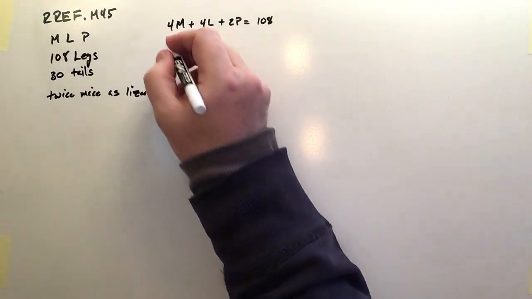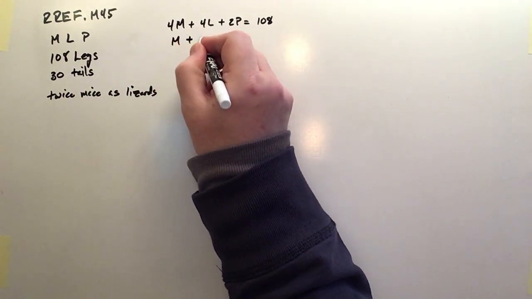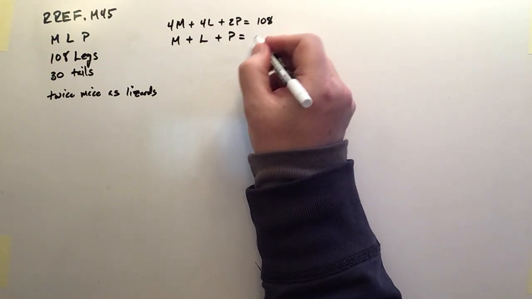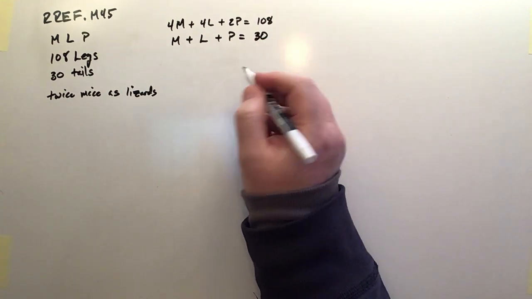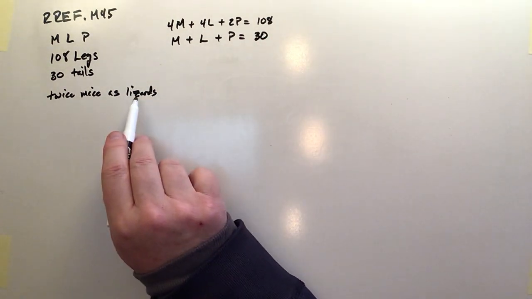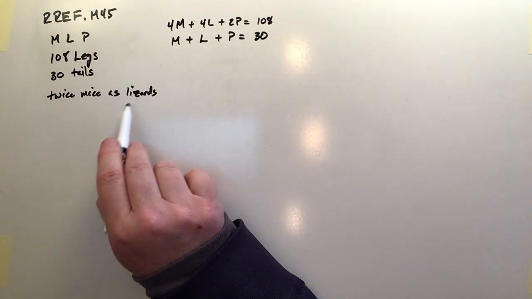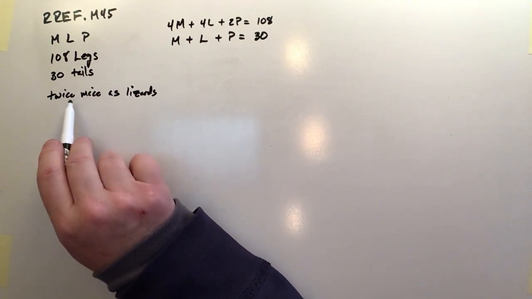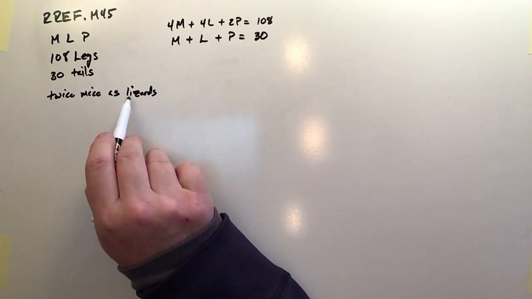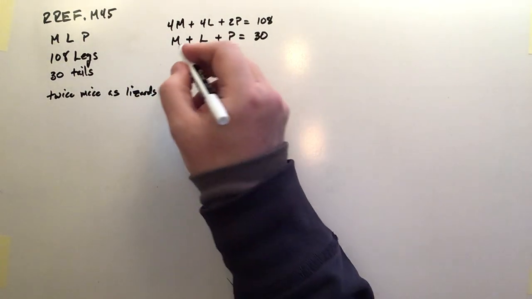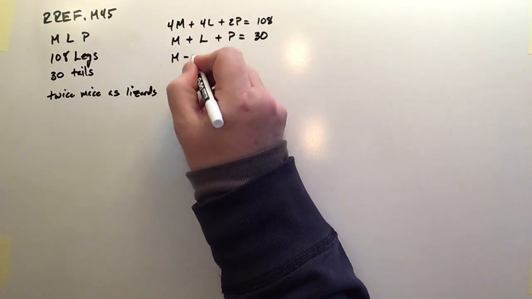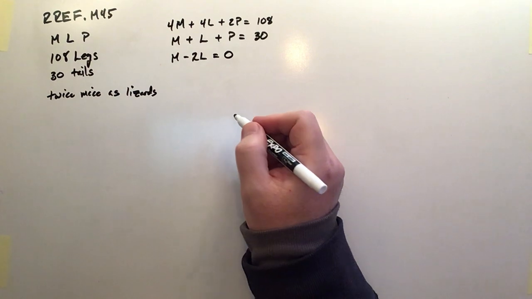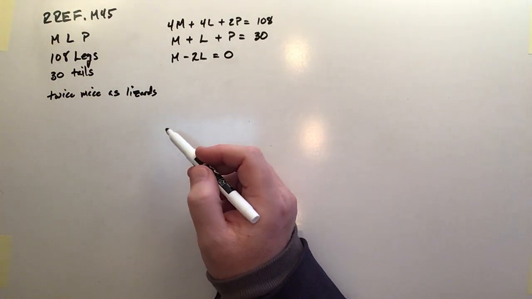Okay, there's 30 tails, and every mouse has a tail, every lizard has a tail, and every peacock has a tail. So the sum of the number of animals is the 30 tails. And then our final equation is that we have twice as many mice as lizards, which means mice minus 2 times the lizards, because we have twice as many mice, should be 0. So there's our system of equations.